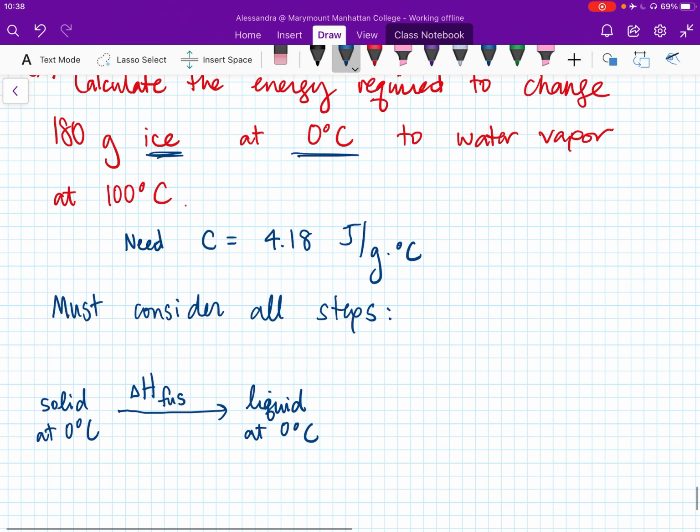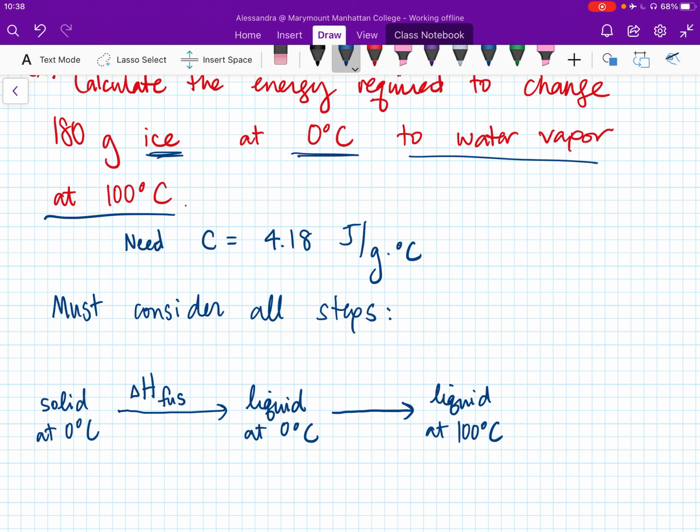Now, I want to go all the way to water vapor at 100 degrees Celsius. So here's where the specific heat comes in. I am going to take that liquid. I'm not doing a phase transition, but I want to heat it up to 100 degrees Celsius and then vaporize it. So I get the vapor. Of course, vapor is synonymous with gas, the gas phase, at 100 degrees Celsius. And I can stop there because that's what I want, the vapor at 100 degrees Celsius. So the transition here involves a change in temperature.